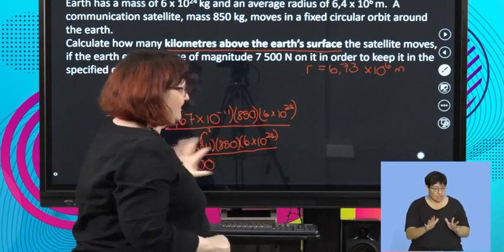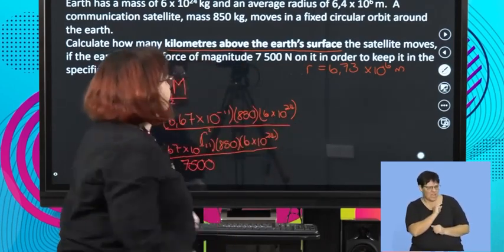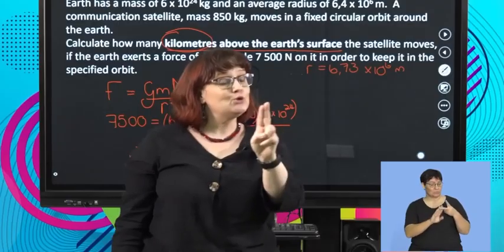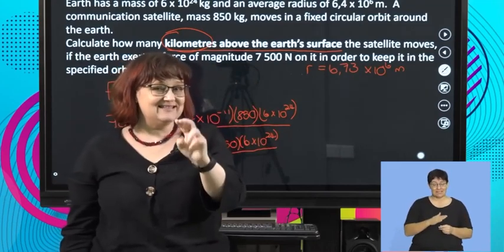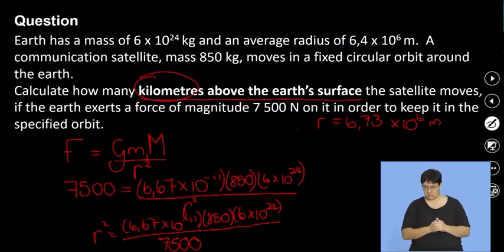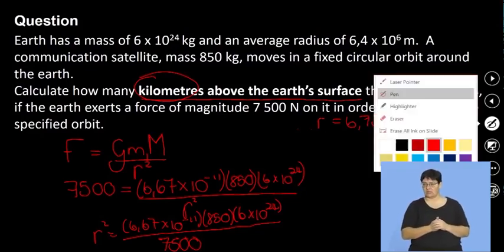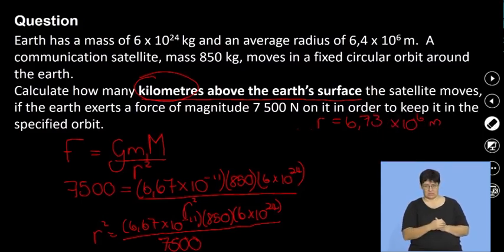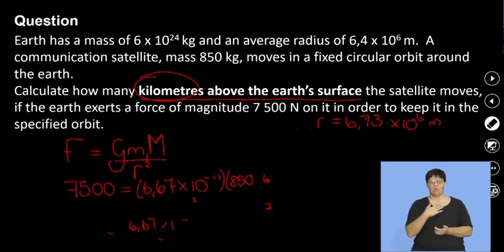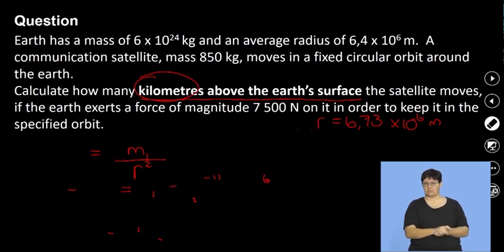But we're not finished, for 2 reasons. One, they want my answer in kilometers. Two, they want the distance above the surface. So I'm going to quickly take out the calculation and keep my R. I need to show you what they're asking us for. So we're going to take this away, because a diagram always helps.